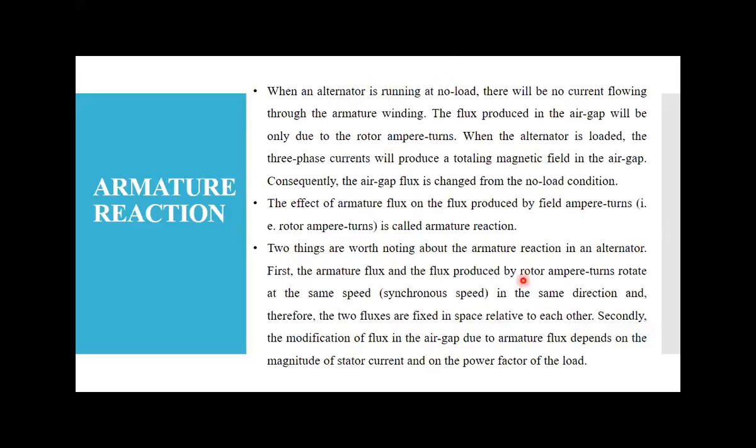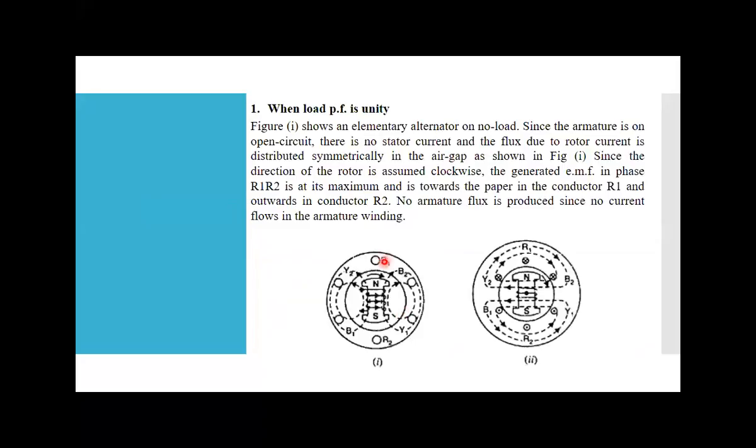Now the second one is the modification of the flux in the air gap. Suppose this is the air gap. As I already told you, this is my armature and this is my rotor. They will never touch each other, otherwise the rotor will not rotate. There is some air gap, which is in the range of millimeters only. It will not be like centimeters. It will be only millimeters, and that gap is known as the air gap.